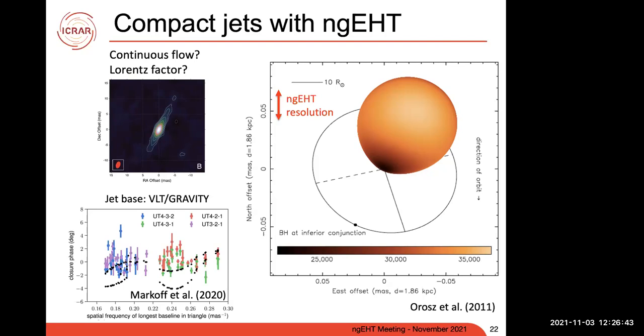I also wanted to say that we can combine these studies of the sub-millimeter compact jets, which probe close to the core, with even higher frequency observations from, say, VLT GRAVITY that look in the infrared band. So looking at the differences between these different frequencies can also tell us quite a bit about the structure of these jets.